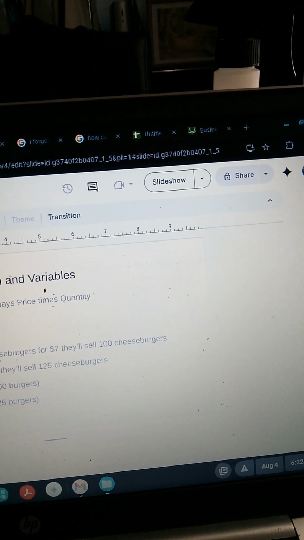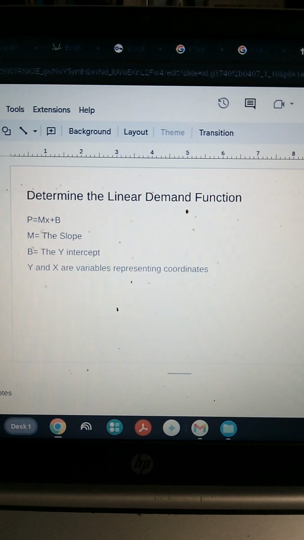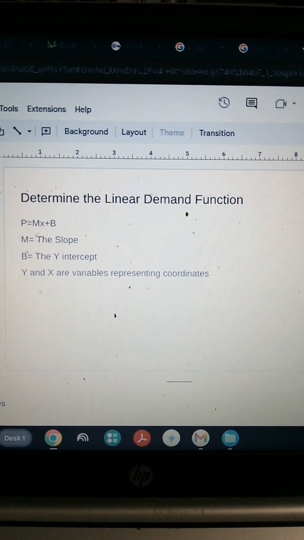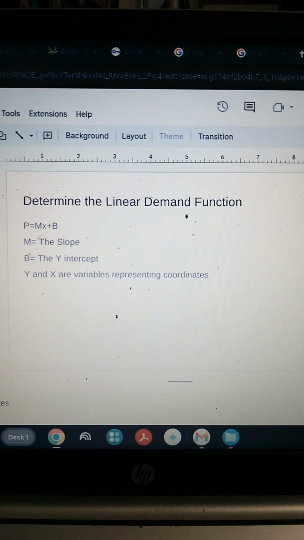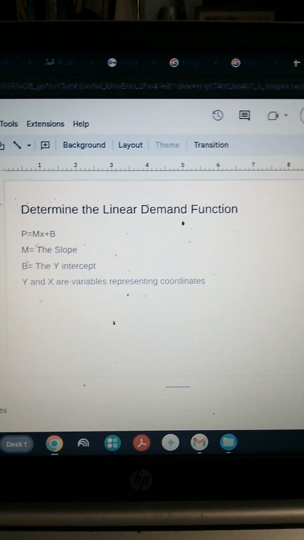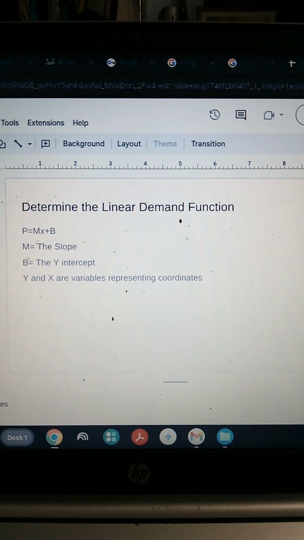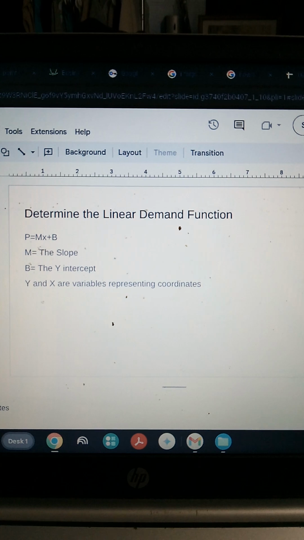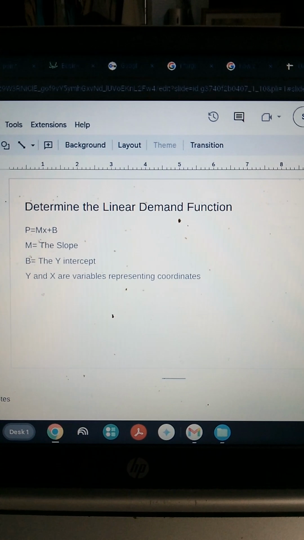After we did the defining of the functions and the variables, we have to determine the linear demand function. The linear demand function could be written as P equals mx plus b, or y equals mx plus b, but the b is the y-intercept, so it'd be better to put the y as the P. The m is the slope, b is the y-intercept, and y and x are the variables representing the coordinates, which are (7, 100) or (6, 125).